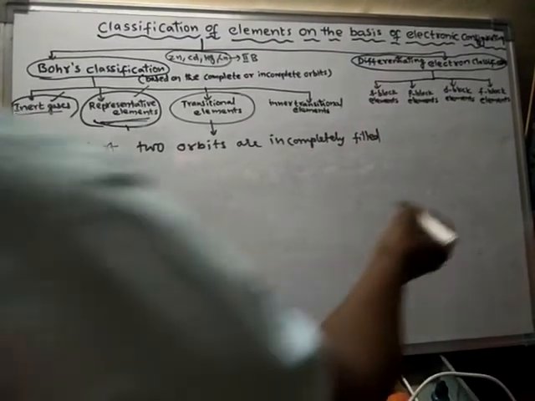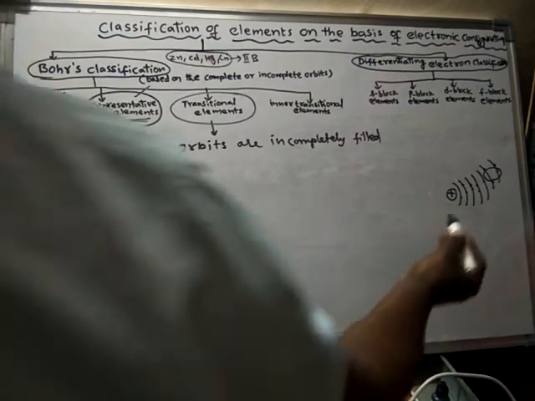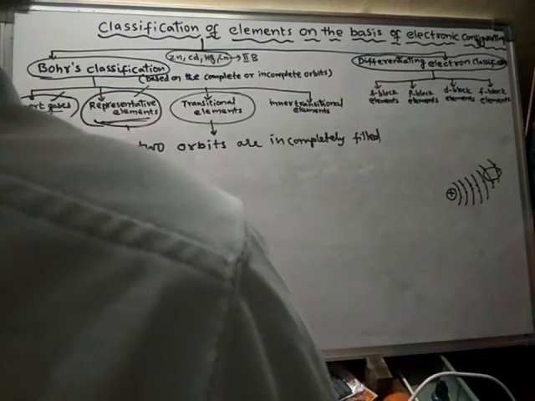Last two orbits means, suppose this is the nucleus, first orbit, second orbit, and like this. There are so many orbits with electrons. Electrons are present in all these orbits, but the last two orbits contain incompletely filled electrons. I have simply drawn a few orbits, so don't count the number now. Whatever it may be, the last two orbits are incompletely filled.